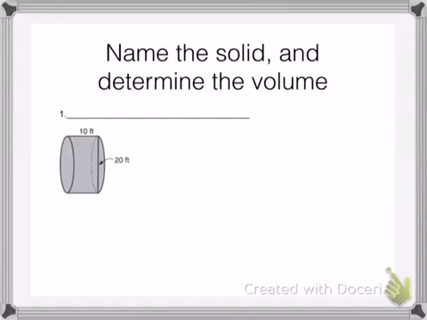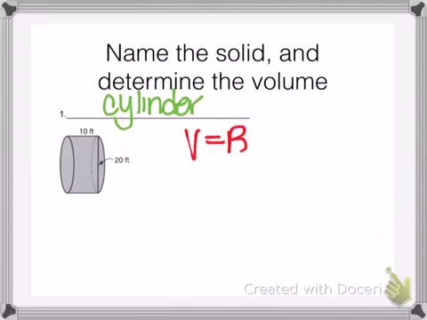Right, so the first question wants you to name the solid and determine the volume. So if I look at this shape, I know this shape is a cylinder. And if I want to determine the volume, I'm going to use the volume formula. Volume equals the area of the base times the height.